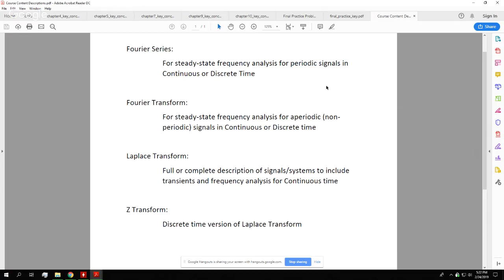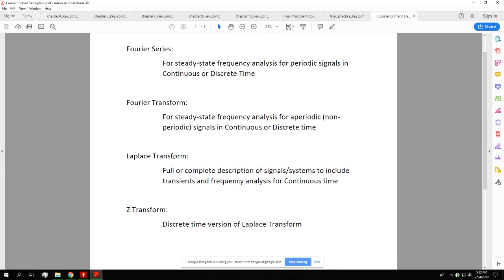Then we moved on to the Fourier transform, which was literally the same thing as the Fourier series, except now we can do it for any and all signals, non-periodic signals included, whereas the Fourier series was only for periodic ones. But we have signals all the time that are non-periodic, like temperature, or how hot something is. Then we get into the Laplace transform after the midterm.